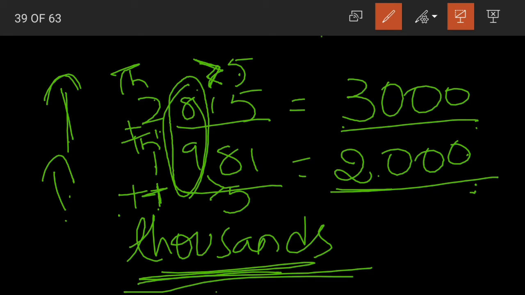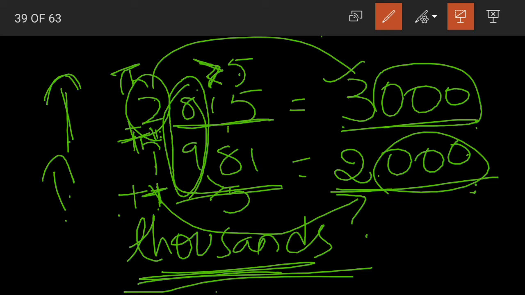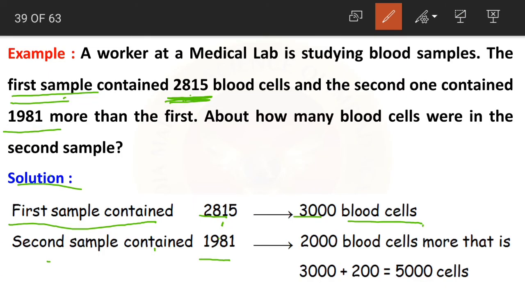The digit in hundreds place is greater than 5, so we are rounding it up. We are adding 1 to the digit in thousands place. 2 plus 1, 3. 1 plus 1, 2. Now the remaining 3 digits are replaced by zeros. 2815 becomes 3000 and 1981 becomes 2000.